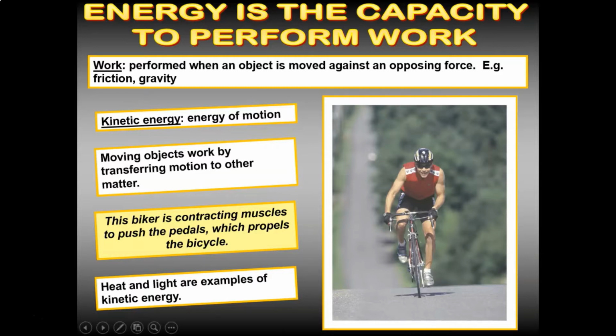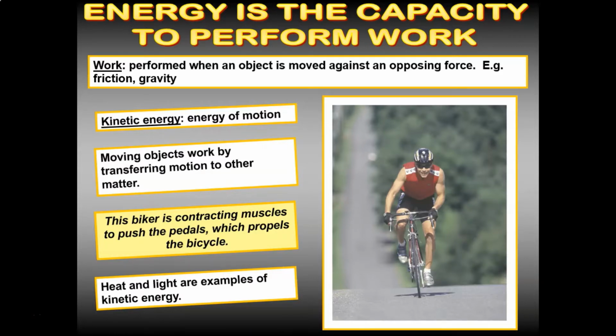Kinetic energy then is the energy of motion. And moving objects do work by transferring motion to other matter. For example, on a bicycle, contracting muscles push down the pedals, which propels the bicycle, turning the tires on the street. It's something as simple as rubbing your hand on a desk, right? You can feel you're using that kinetic energy, and the desk is probably getting hotter underneath.